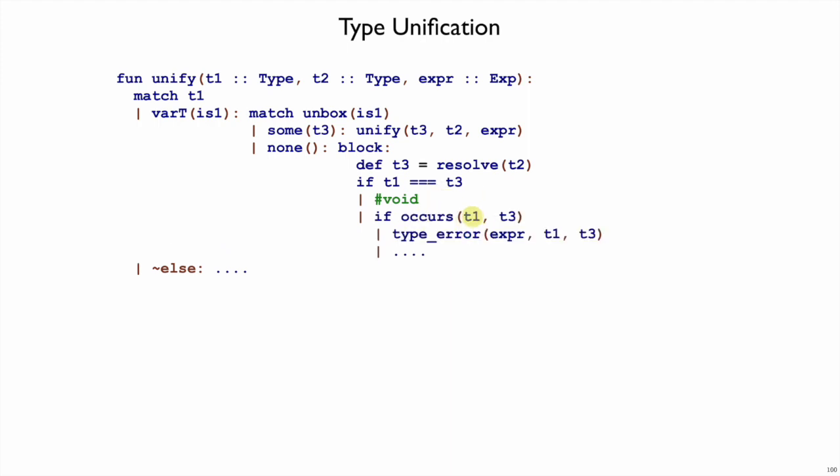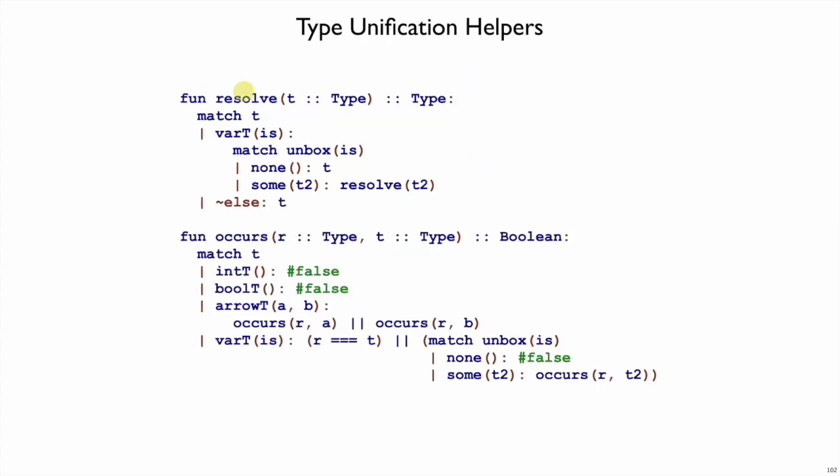Otherwise, if t1 appears somewhere in t3 without being exactly t1 over here as t3, if the occurs check fails, then we have to raise a type error. But otherwise, they're not already the same, and the occurs check doesn't say that t1 is somewhere inside of t3, so we can assign to that box to say, from now on, t1 here is going to be treated the same as t3. So we filled in all our dots, just not all at the same time, and that's the complete implementation of unify, but we still haven't implemented resolve or occurs, and those look like this.